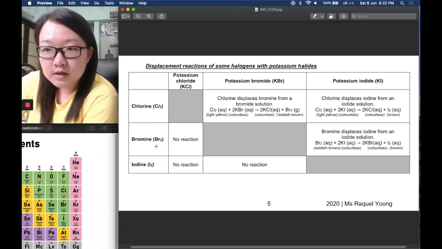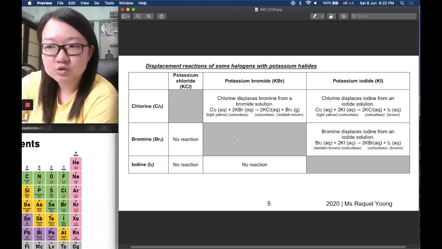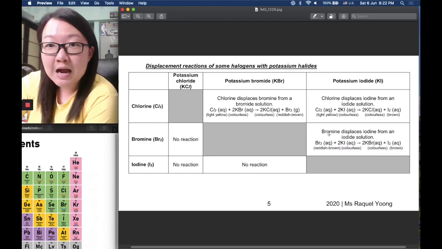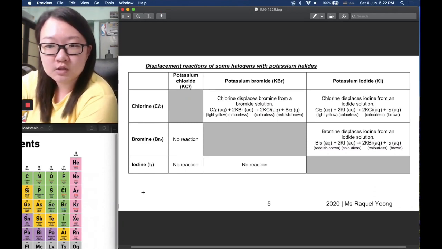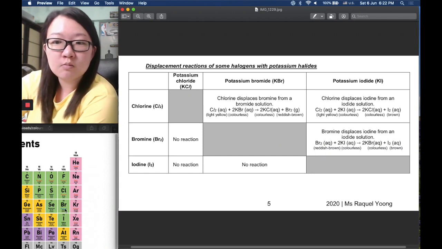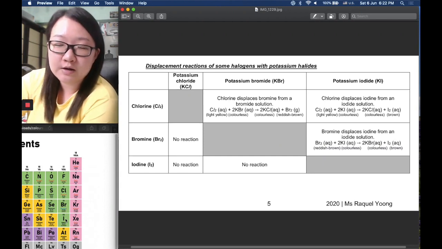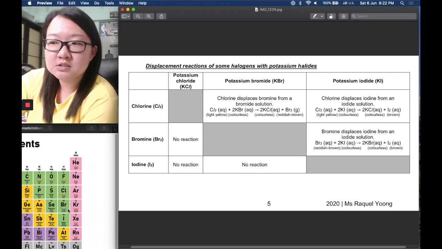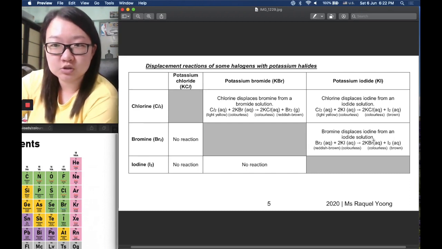Then we move on. Again, same thing, bromine cannot kick its own self out of the solution. Nothing will happen over here, so there's nothing to talk about. And then if we talk about an iodide solution, your bromine can displace iodine from an iodide solution. Because if you look back at the periodic table, bromine is still above iodine. So bromine is still a more reactive halogen than iodine, and is able to displace iodine from its iodide solution.